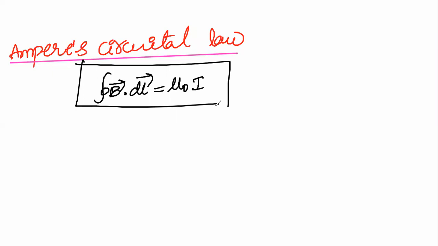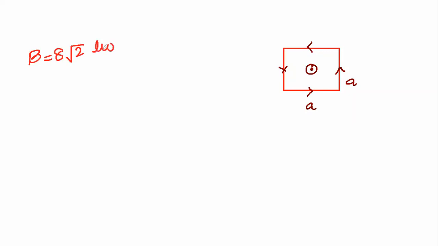Okay. So whenever current is flowing in a square of side length A, every side length is taken as A, and it is anti-clockwise, the field is outward. Then the magnetic induction at the center is B is equal to 8 root 2 mu naught divided by 4 pi into I divided by A. These are direct formulas. If you want to prove, we have to take every line and calculate it.